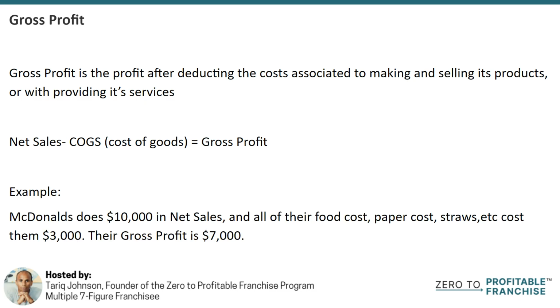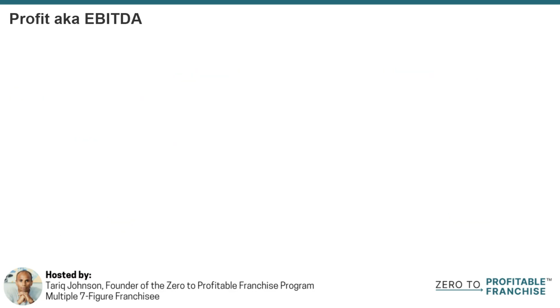And so as an example, if McDonald's does $10,000 in net sales, again, after discounts, returns, etc., and all of their food cost, paper cost, straws, etc., cost them $3,000 to produce that, then their gross profit is $7,000. Right? The $3,000 would represent their cost of goods, their COGS.